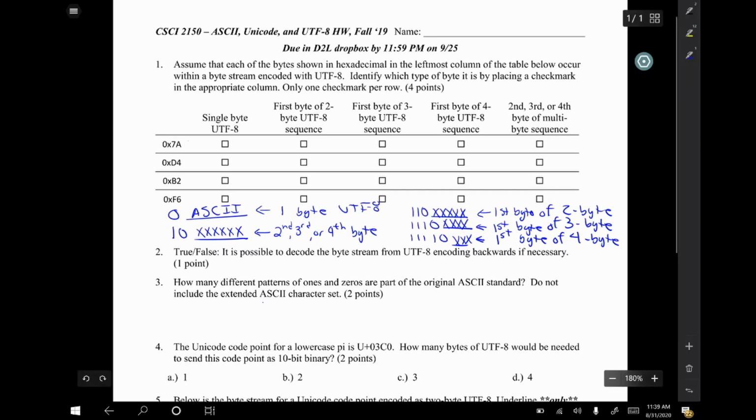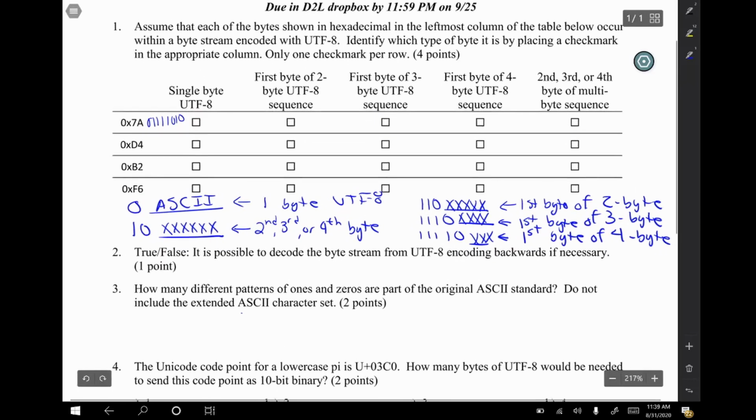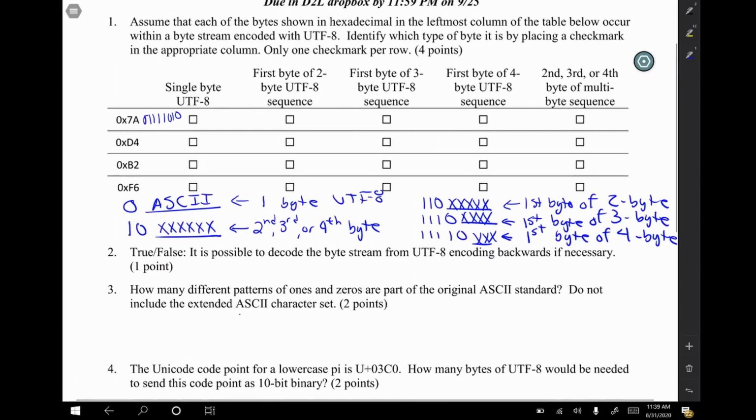7A in binary is 0, 1, 1, 1, 1, 0, 1, 0. So that means since it starts with a 0, it is a single-byte UTF-8. Just simply check that box or select that on the D2L test. All right. Now, D4. D in hexadecimal is 1101 in binary. And then we have the 0100. That is the rest of that number.